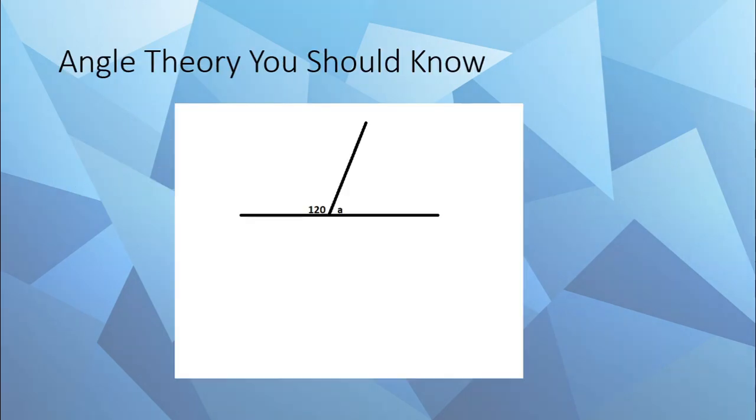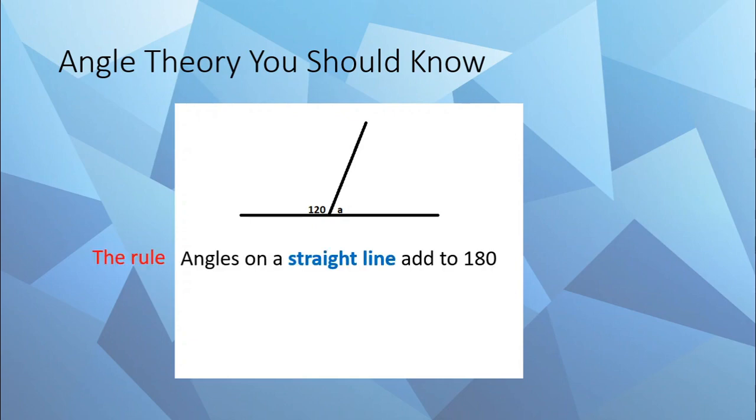Here's some angle theory that you should know. So for example, this here, the rule is that it's angles on a straight line. And angles on a straight line add to 180. That's my rule. That is expected for you to write that.